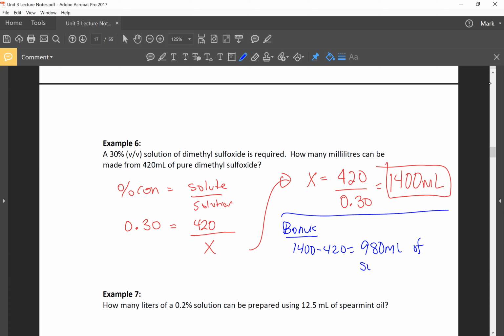This is how much solvent was needed. This is not in the question, okay? But there might be a question like this in the notes somewhere. I'm just guessing because this is something we typically would talk about in chemistry. How much water would you need to add, or how much solvent would you need to add? Well, my solute is 420. My solution total is 1,400. So I would need to add 980 to make this. That's not part of this question.